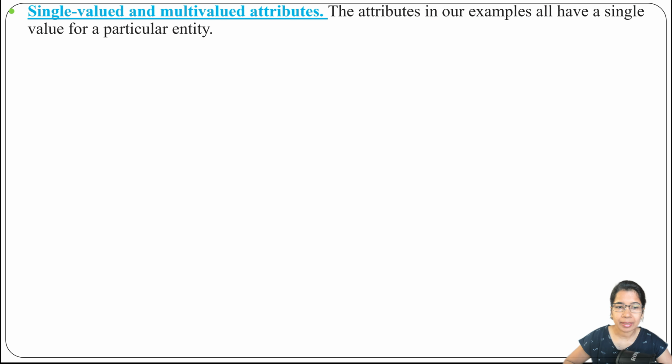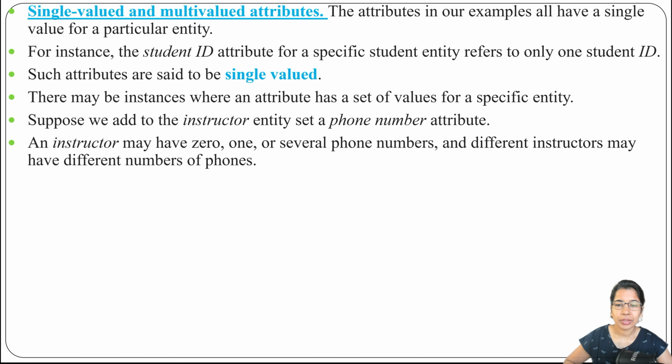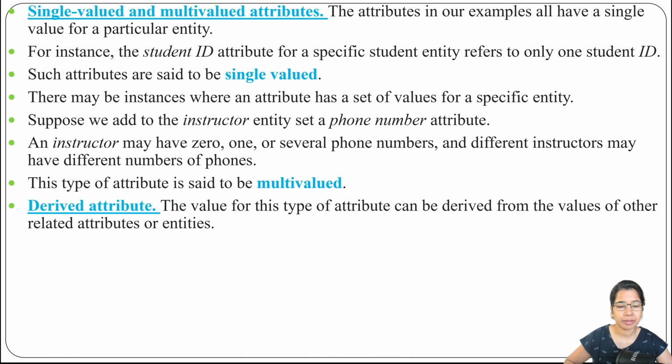So student ID, it's single valued. For every student there can be a single ID. Phone number, there can be multiple phone numbers for a particular entity, for a particular instructor or a particular student. So phone number is a multi-valued attribute. So there can be 0 or more phone numbers for any instructor, right? So it's called a multi-valued attribute.